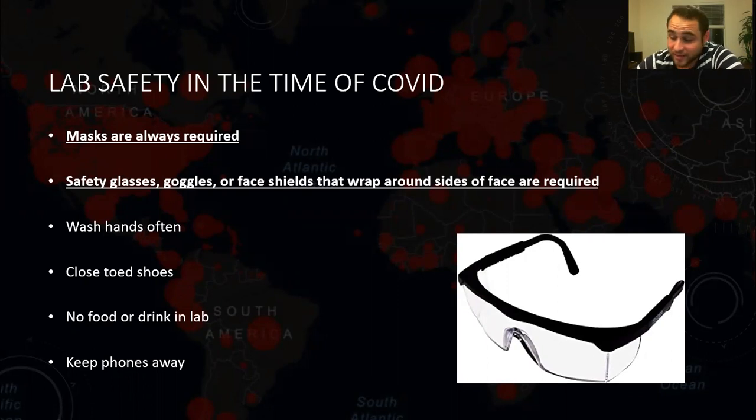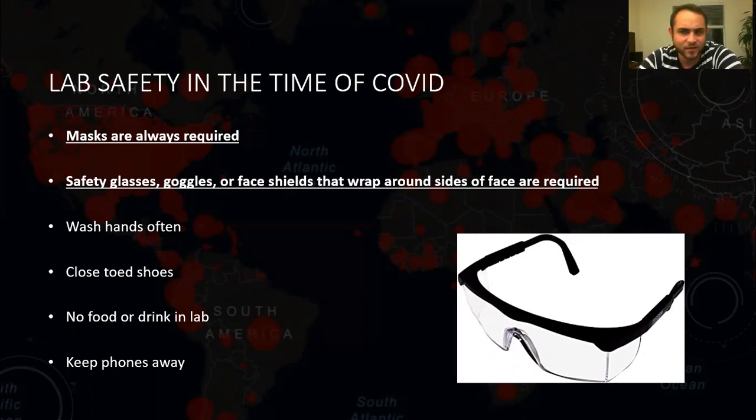But please keep in mind that if you are not wearing a mask or not wearing proper eyewear, you can't take the lab and I'm gonna have to count you as absent. So please, I always try to bring a couple extra masks. I'm gonna try to bring a couple extra goggles, but always bring your own just in case.